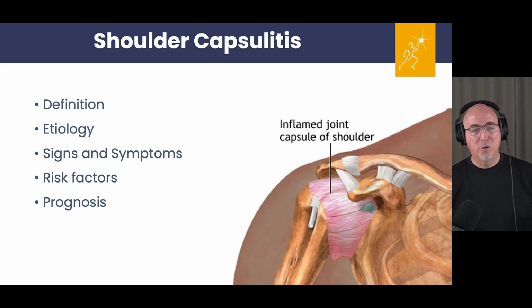And what I'd like to do is just cover these 5 basic areas. We're going to talk a little bit about a definition. I've been doing a little bit of research this week, so I'm bringing you some of the current research on shoulder capsulitis. We'll look at the etiology, things that we think cause the frozen shoulder. We're going to look at some signs and symptoms, some risk factors, what predisposes people to the frozen shoulder, and then talk a little bit about a prognosis. Once we go through that little review session, then we're going to jump right into a case study.